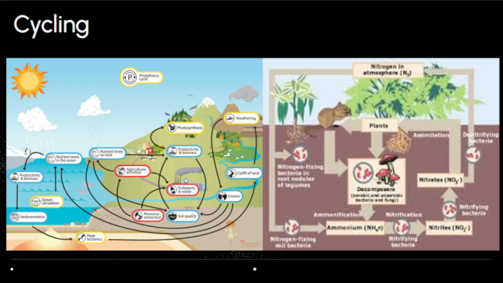Similarly, in the natural course, the phosphorus cycle primarily goes through rocks, sedimentation, plate tectonic movements, soil erosion, uplifting, and then weathering, all back and forth. However, there are also things like agricultural activities, resource mining, and the one that we're going to be looking at specifically, pollutants and waste that can release a disproportionate amount of phosphorus where we don't really want it.